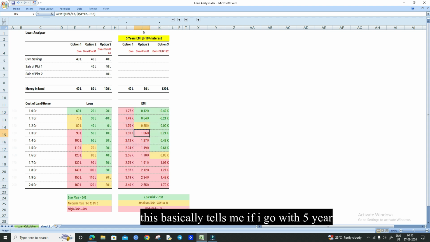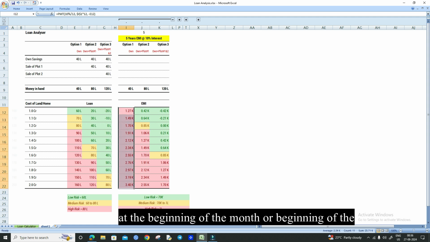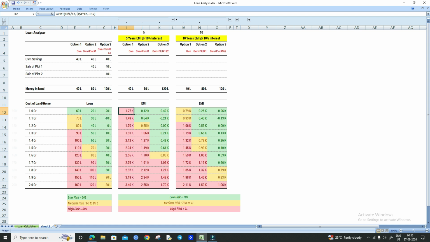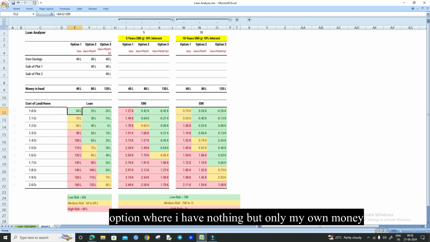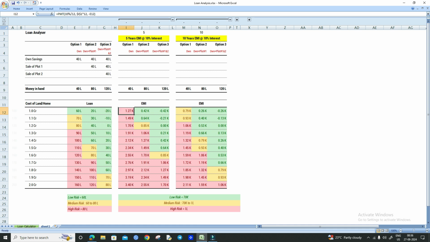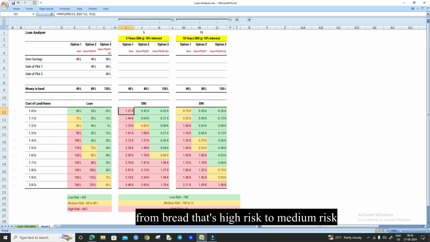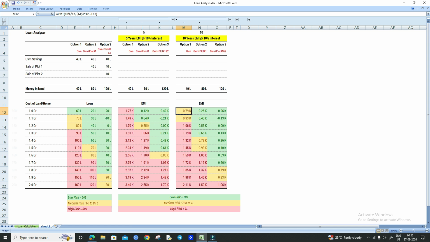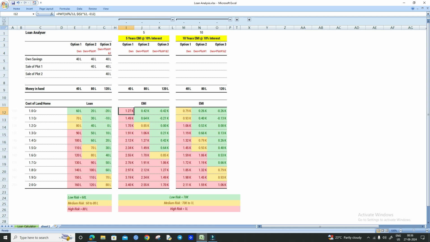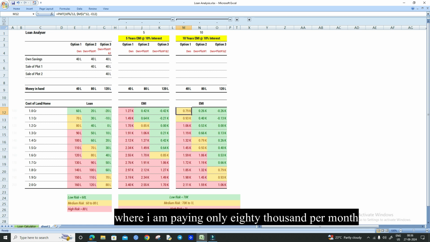So this basically tells me that if I go with the 5-year option with my own money, I'm at risk at the beginning of the analysis itself. Let me jump to the 10-year option and concentrate only on the first option, where I have only my own money. In this example, as you can see, my risk profile moved from red, that's high risk, to medium risk, wherein in the 5-year loan I had to pay 1.3 lakh, whereas now I'm paying only 80,000 per month.